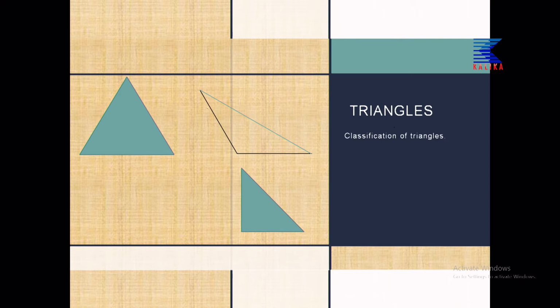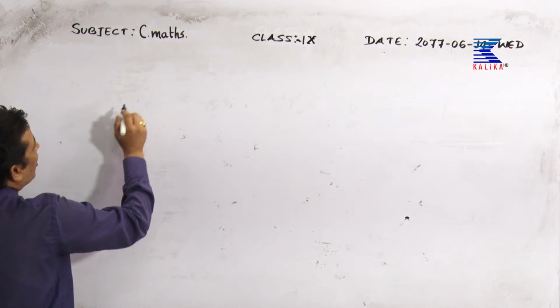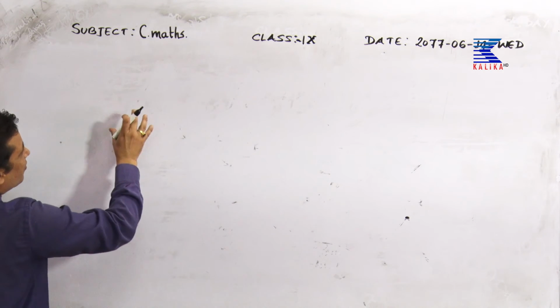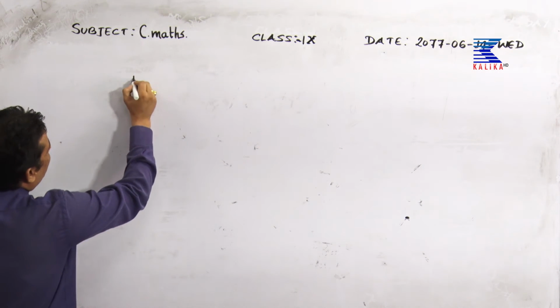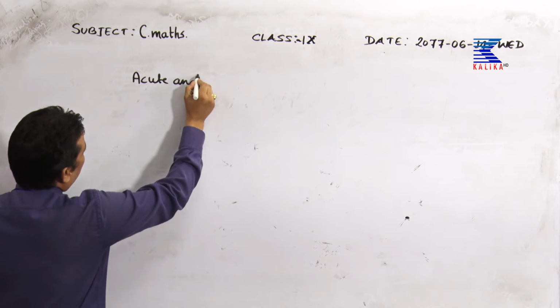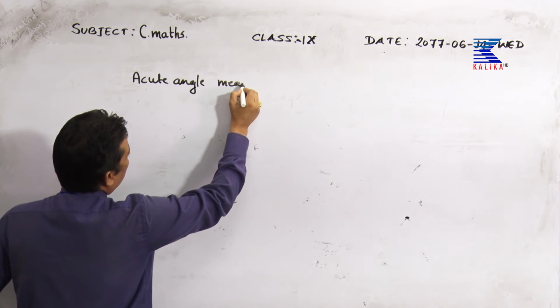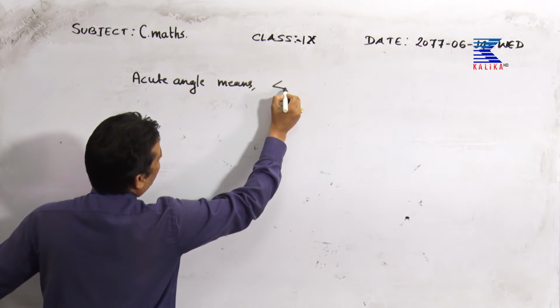So, this is classification of triangle on the basis of angles. Now, let me focus on the board please. Look, and let me revise something like acute angle. Acute angle means, in short I am writing, less than 90 degree.